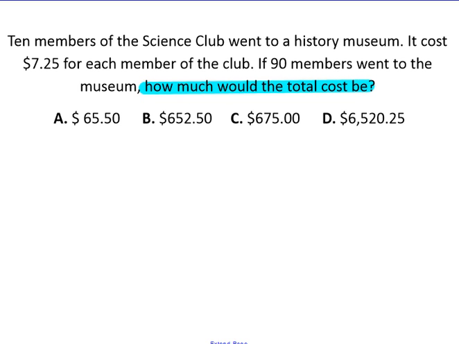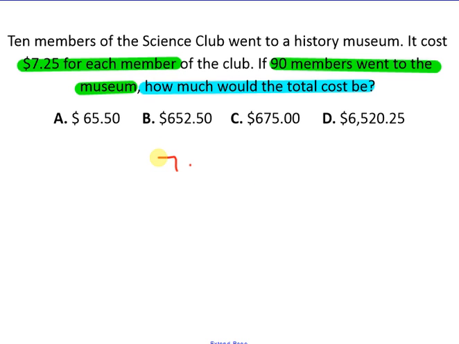And then I need to determine what my operation is. So here it looks like $7.25 for each member, and 90 members went to the museum. So again, this looks to me like some repeated addition. I could do $7.25 added to each other 90 times, or I could simply do $7.25 times 90, which is the more efficient way to solve the problem.